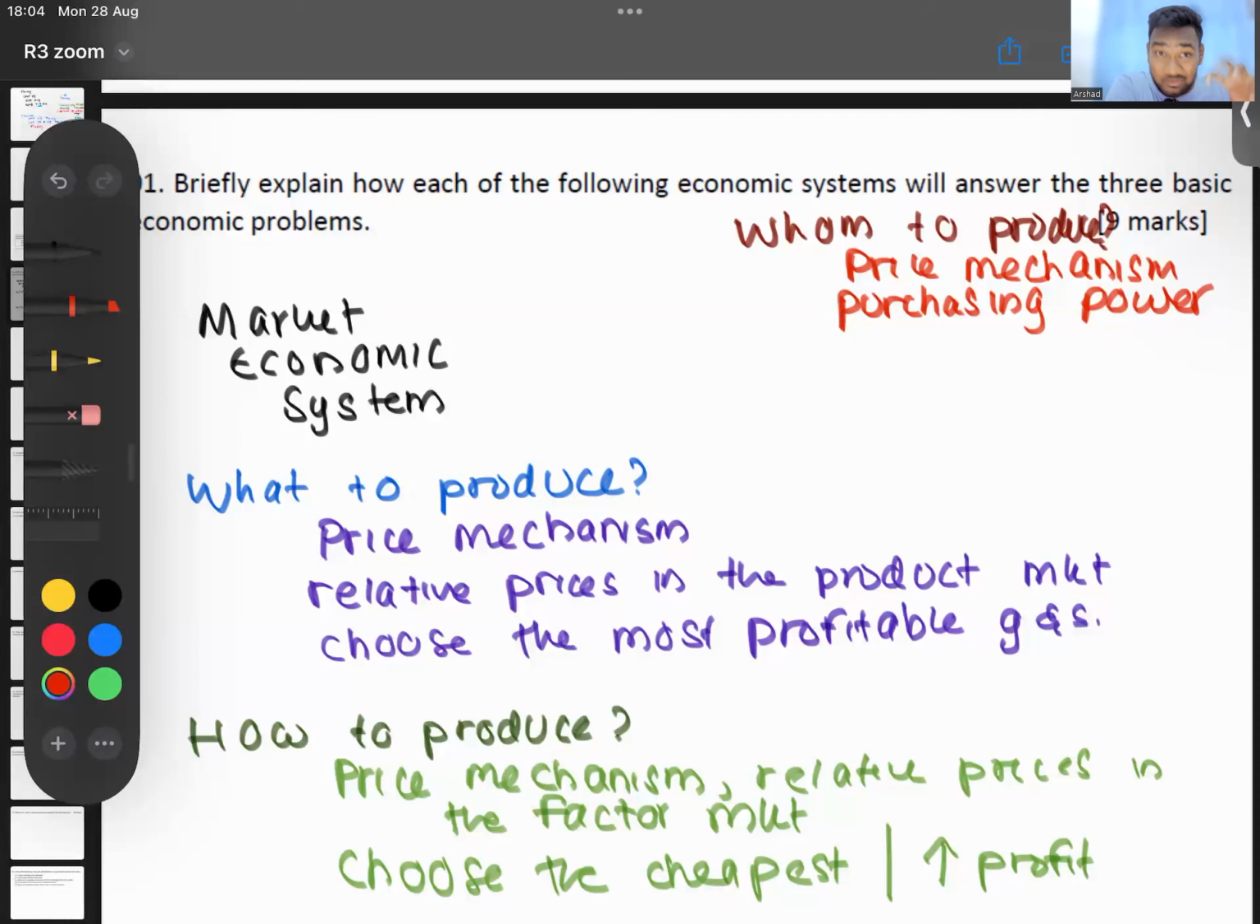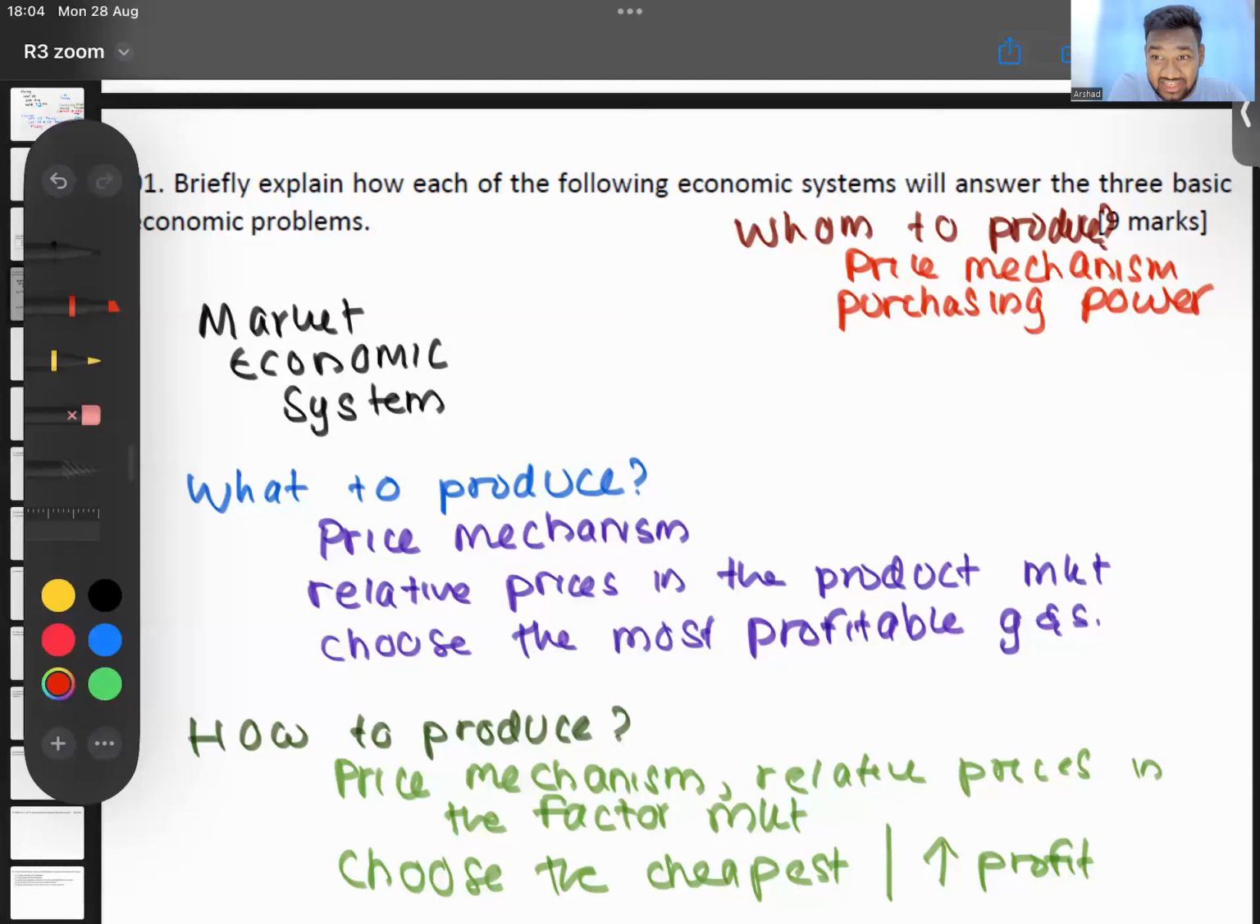Now, in a command economy, they'll try to distribute it equally. In a market economy, nothing like that. If I have money, if I am rich enough to buy all the goods, I can go and buy it. Simply based on purchasing power, whoever has it can go and get it. That's how it works for whom to produce. I'll send you all the answers on the group. But remember, you don't have to write the exact answer that I have typed in the answer sheet. As long as these keywords, these key messages are there, you will get your full answer.